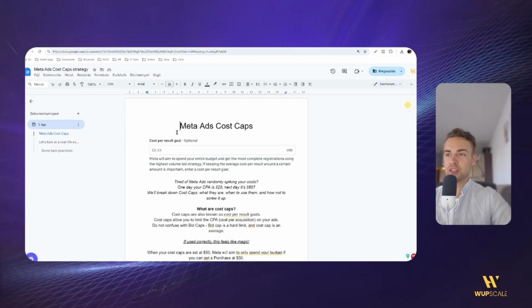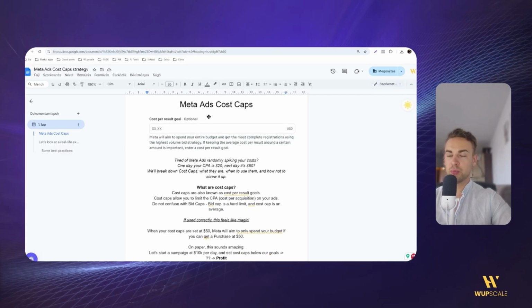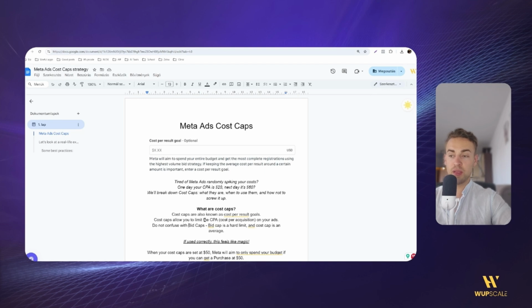So cost caps is basically a cost per result goal. Cost cap is another name that I just use, but most often it's called cost caps. And you have to be careful. Do not confuse this with bid caps, because bid cap is a hard limit and cost cap is an average. So basically, it limits your CPA, your cost per acquisition on your ads. What that means is, on paper, if you set your cost per result goal to, let's say, $40, then the average CPA on your ads is going to be around $40.